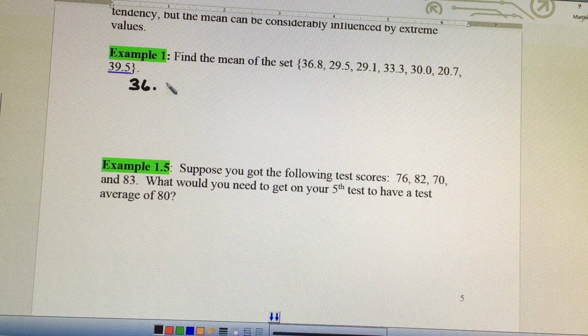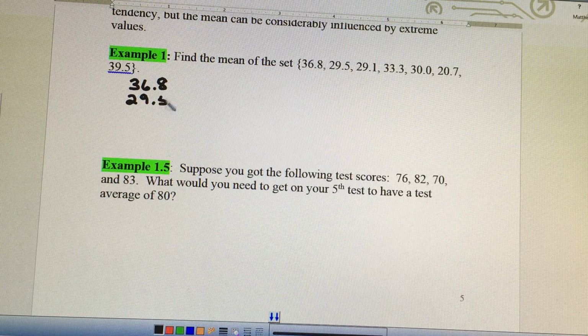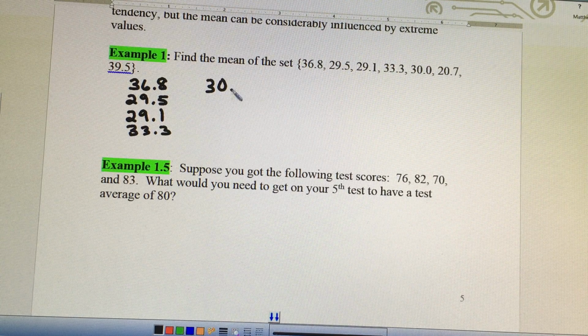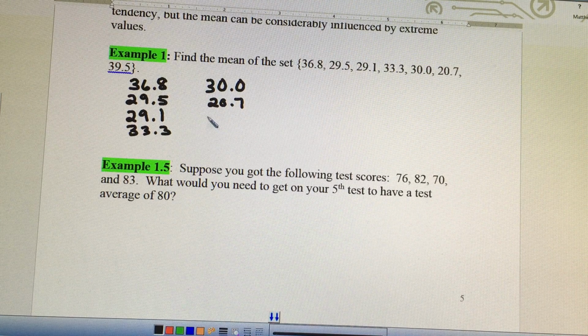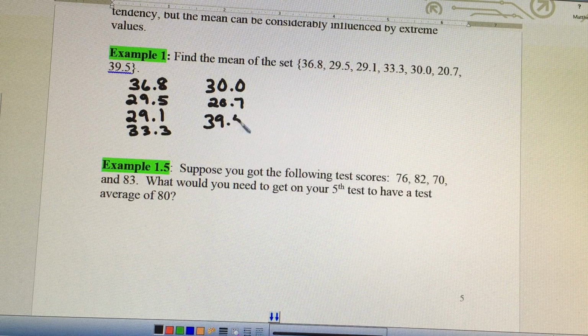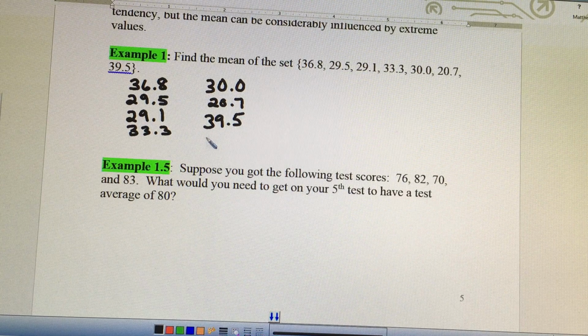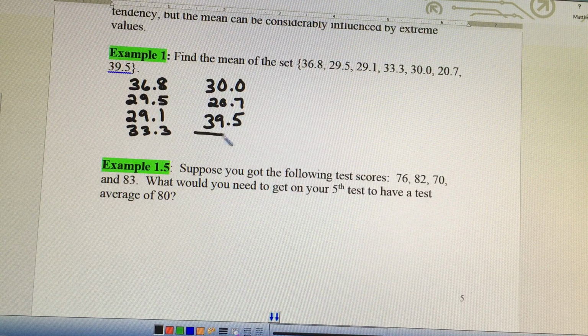I want you to take 36.8, 29.5, 29.1, 33.3, 30.0, 20.7, and 39.5. And I want you to add all of those up on your blank screen. When you add all of those up, you should get 218.9.